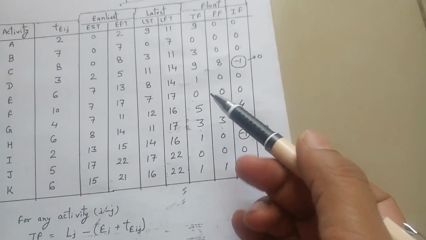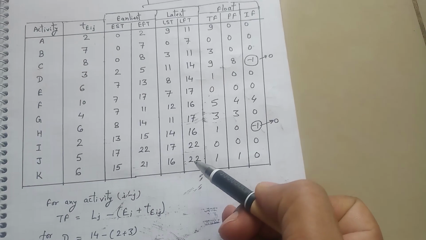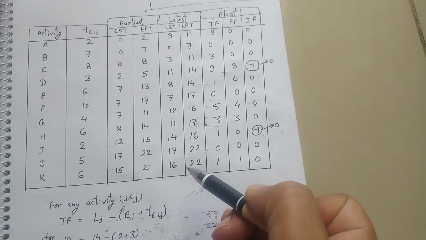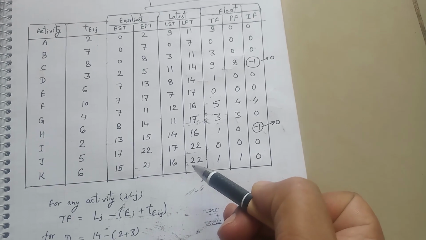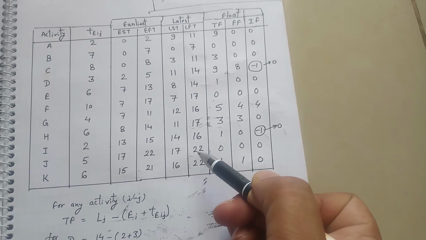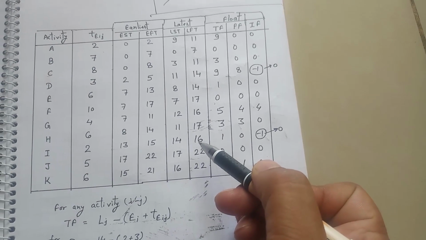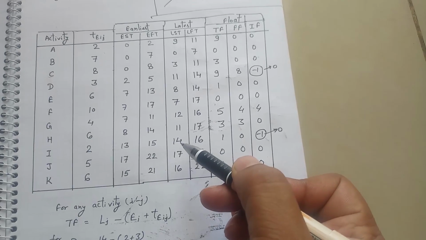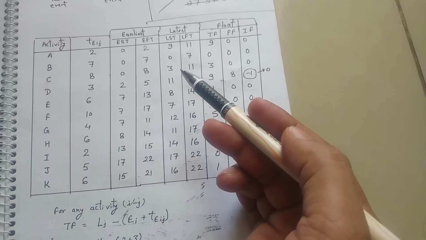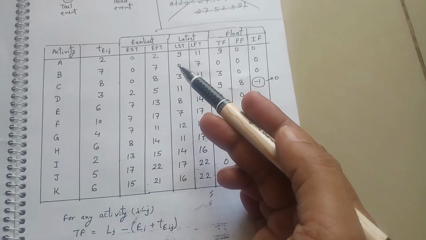Likewise, this is a table where we have to calculate the latest finish time and latest start time. For activity K, the latest finish time is 22 and the latest start time is 16. For activity J, the latest finish time is 22 and the latest start time is 17. For activity I, the latest finish time is 16 and the latest start time is 14. Similarly, for different activities we have different latest finish times and latest start times.